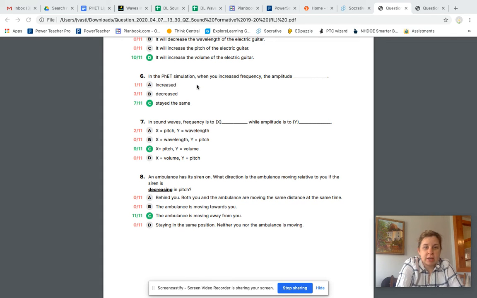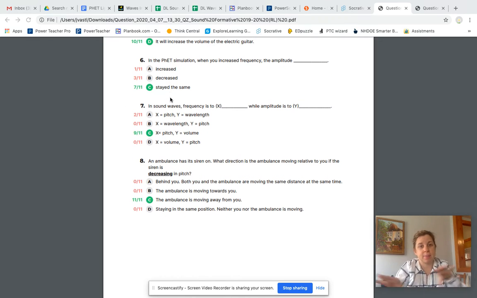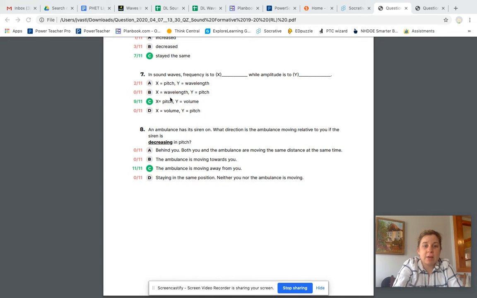In the PhET simulation, when you increase frequency, what happened to the amplitude? You should have seen that when you increase frequency, something else did increase as well, and that was pitch, okay? So when you increase frequency, pitch is also increased, but the amplitude actually stays the same, okay? They are separate from one another. In sound waves, frequency is to pitch, while amplitude is to volume, okay? So if you increase frequency, you're going to increase pitch. If you decrease frequency, you're going to decrease pitch. The same thing with amplitude and volume, okay?